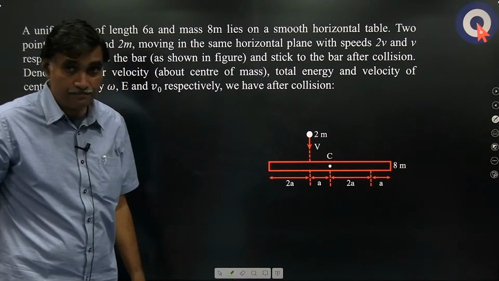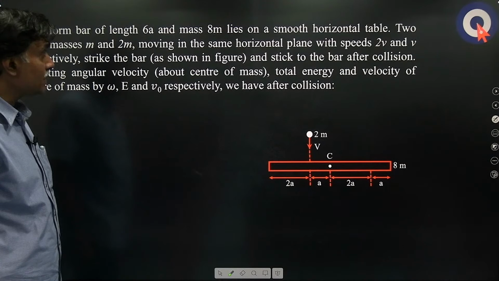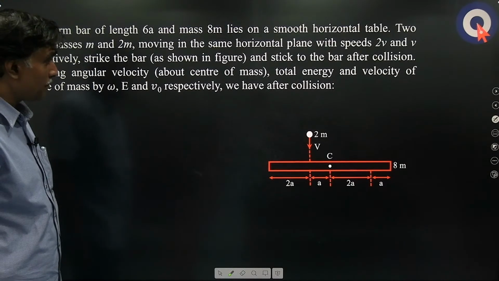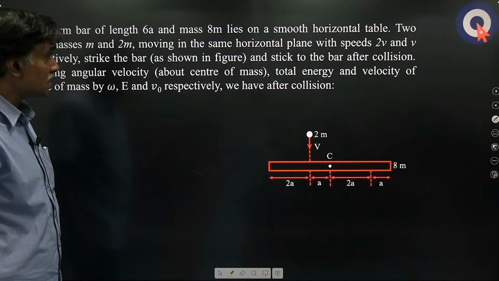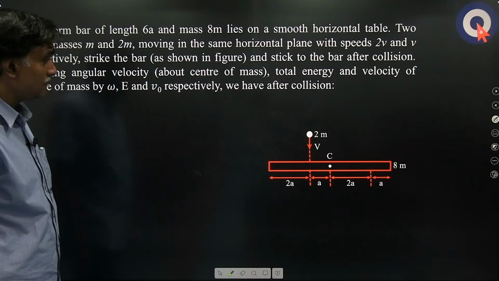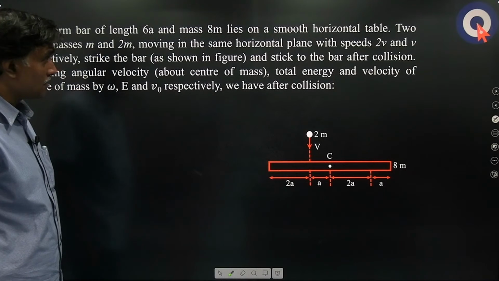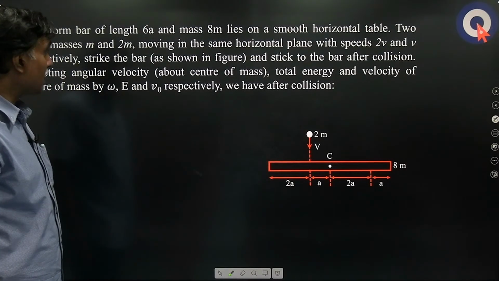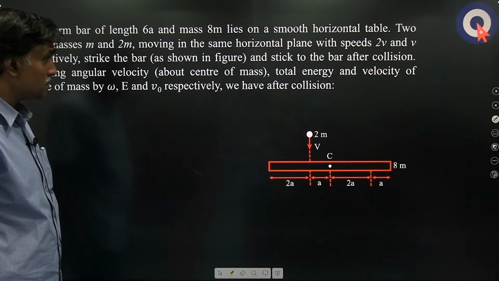Now, this is a uniform bar of length 6a and mass 8m lying on a smooth horizontal table. Two point masses m and 2m, moving in the same horizontal plane with speeds 2v and v respectively, strike the bar as shown in the figure and stick to the bar after collision. Denoting angular velocity about center of mass, total energy and velocity of center of mass by omega, E and V naught respectively, we have after collision.